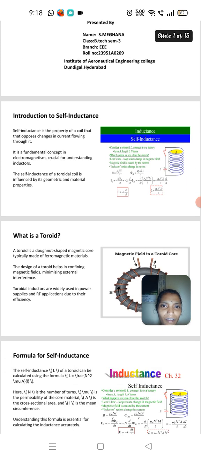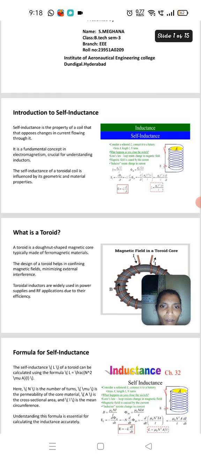Introduction to self-inductance. Self-inductance is the property of a coil that opposes changes in the current flowing through it. It is a fundamental concept in electromagnetism, crucial for understanding inductors. The self-inductance of a toroidal coil is influenced by its geometric and material properties.